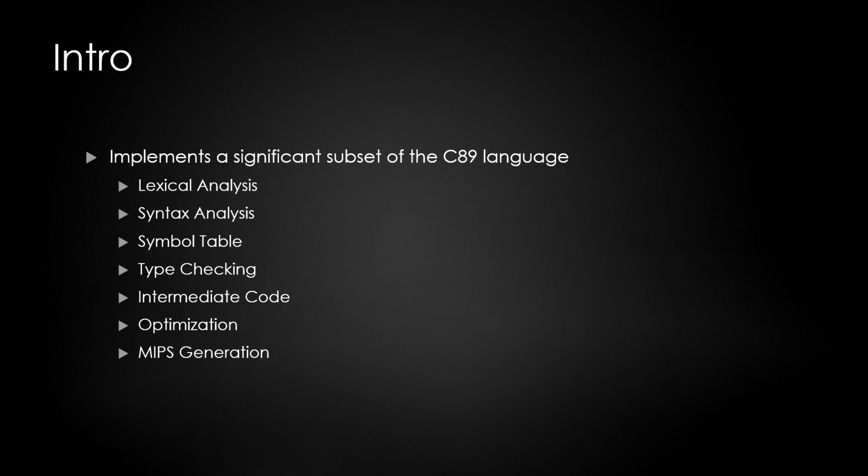For this project, I implemented a compiler for a significant part of the C89 programming language, basically everything except for structs, unions, and function pointers. I'm going to start with a brief overview of the project itself and how we turn a text file, a C program basically, into something that runs on a machine.